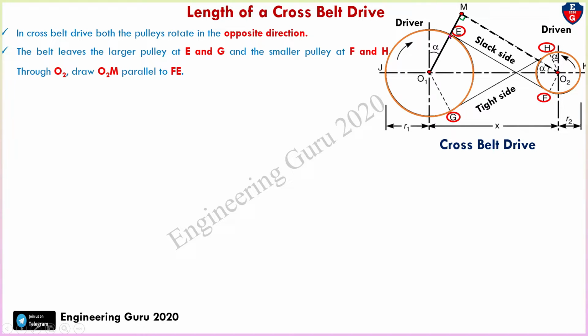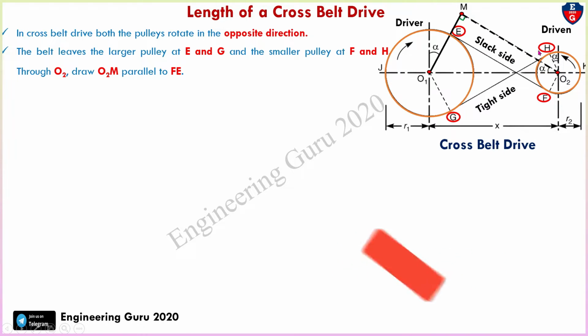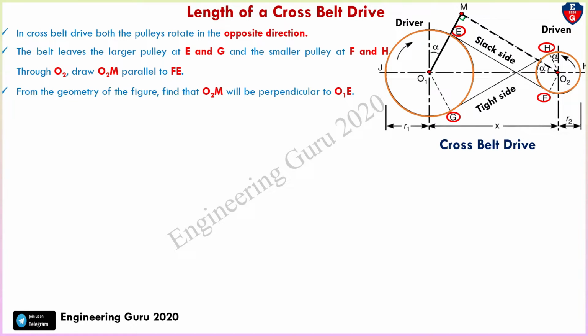So the belt leaves the larger pulley at points E and G, and the smaller pulley at points F and H. Through O2, draw O2M parallel to EF, so both lines are parallel to each other. From the geometry of the figure, O2M will be perpendicular to O1E. Means this line O2M is perpendicular to this line O1E.